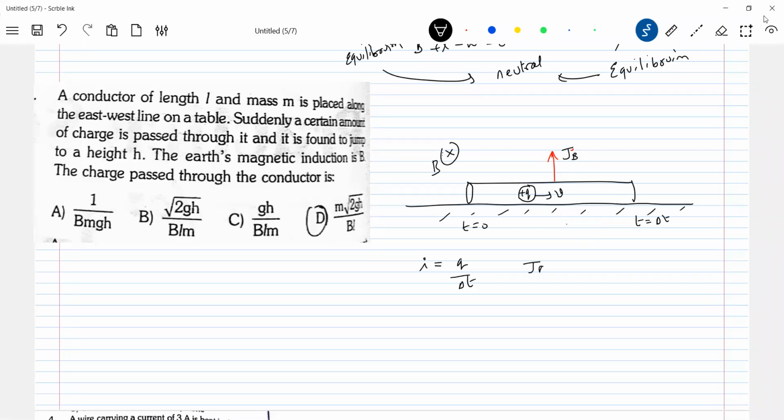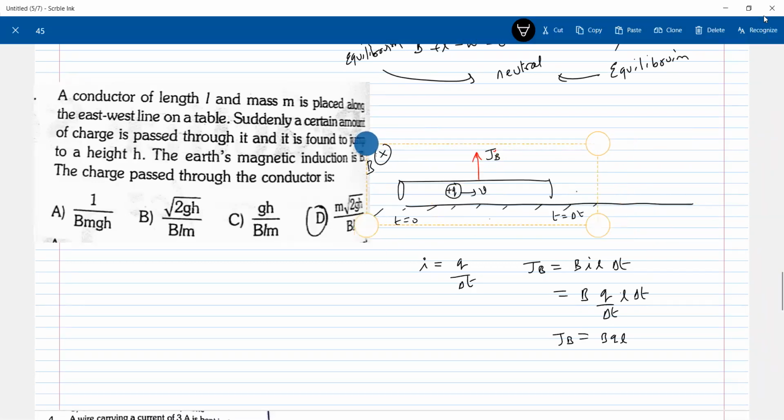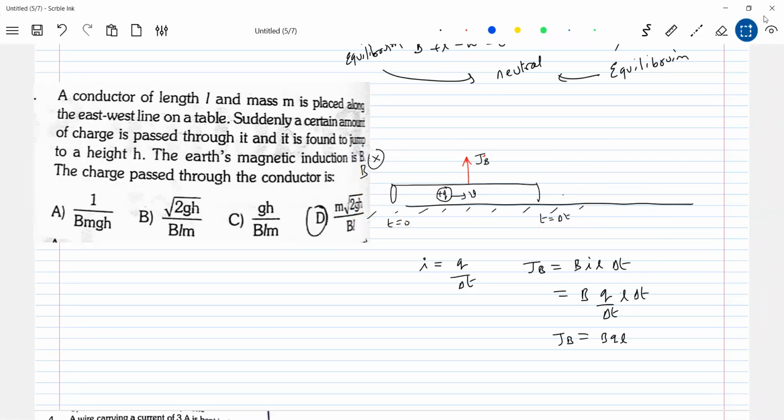So what is the magnetic impulse? That should be equal to BIL into delta T. What is I? I is equal to Q by delta T, so BQ by delta T times L delta T, which is equal to BQL. And because of this magnetic impulse, what will happen to the rod? It will now acquire velocity, because when an impulse acts on a system it will acquire velocity.